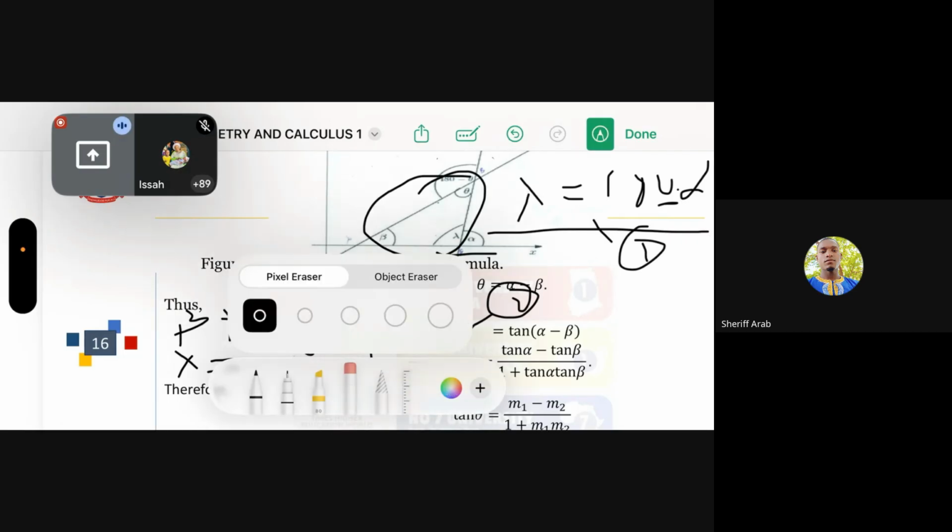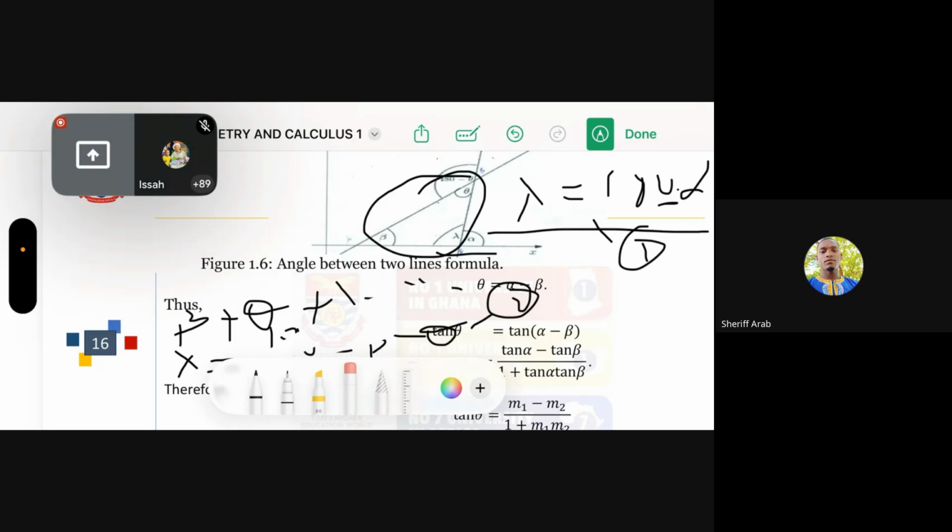Let me clean it. Then we can continue. Please let me clean it.